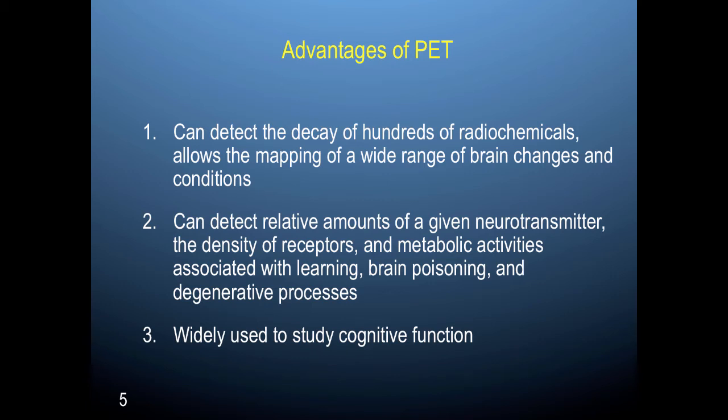Some of the advantages of PET are that you can detect the decay of hundreds of radiochemicals, and this allows mapping of a wide range of brain changes and conditions. Some of these radioactive compounds can be used for stroke, so you can assess where blood flow is going on in the brain.